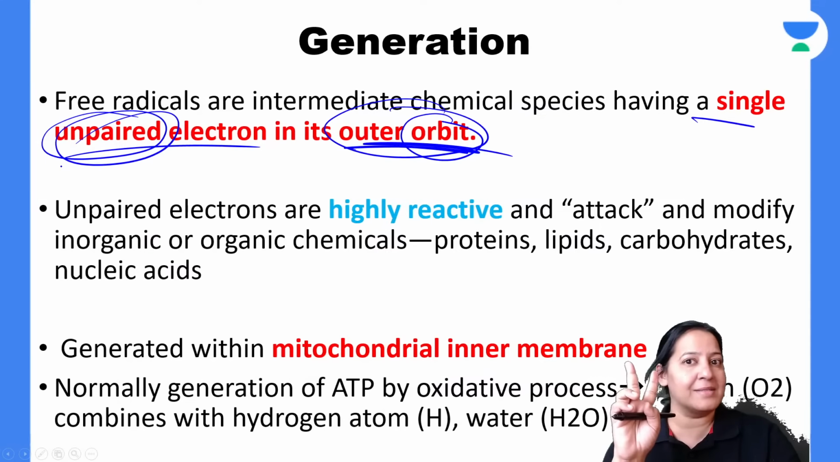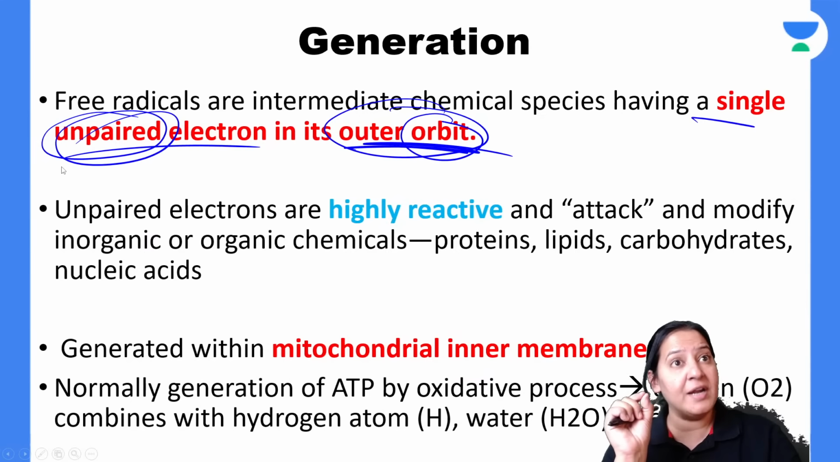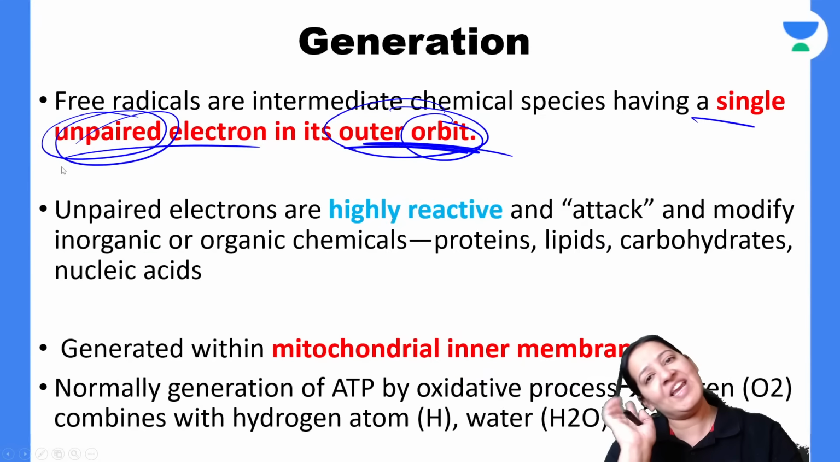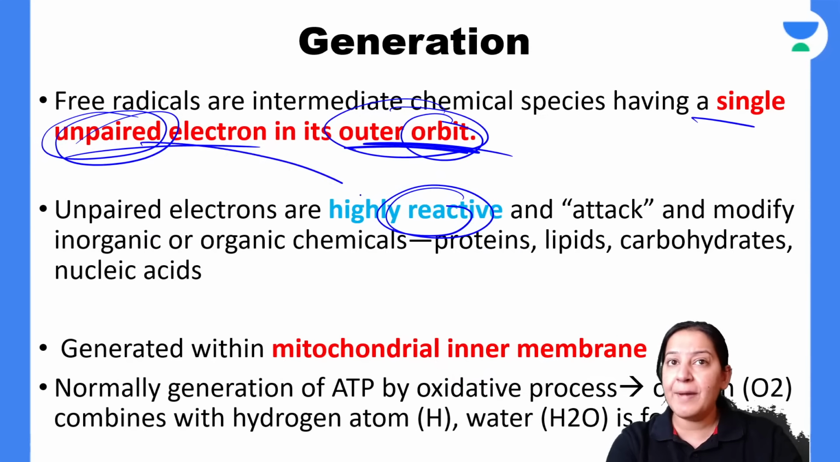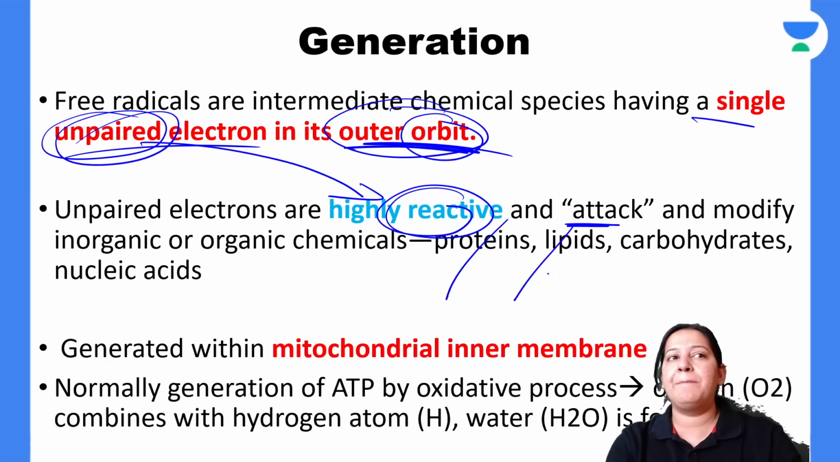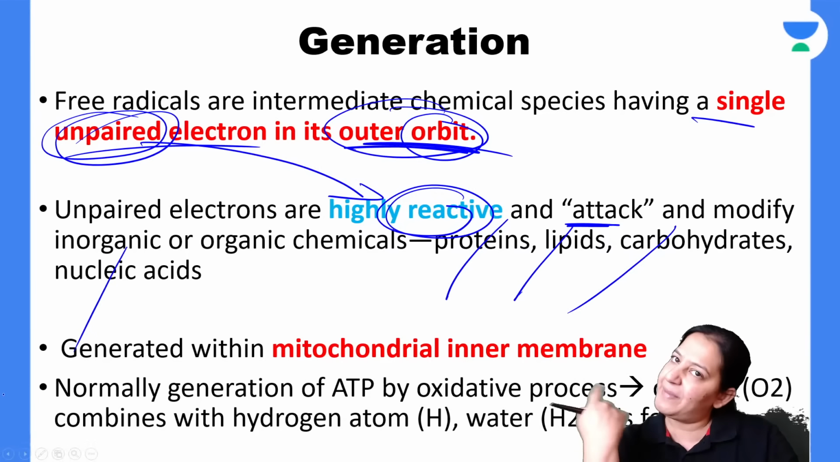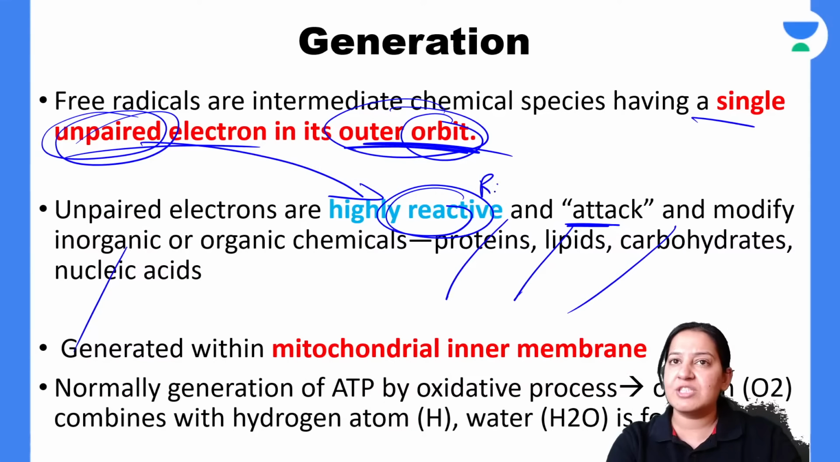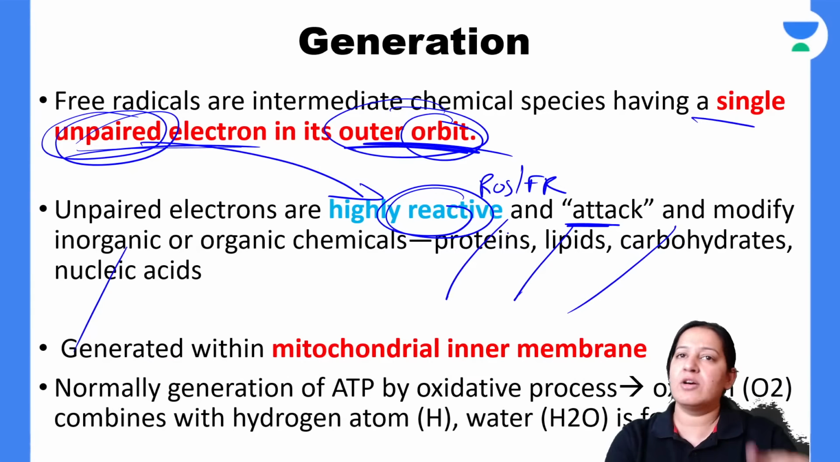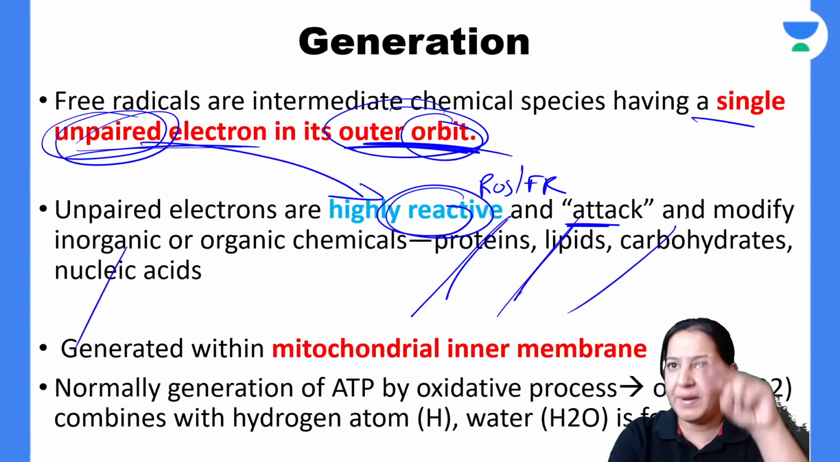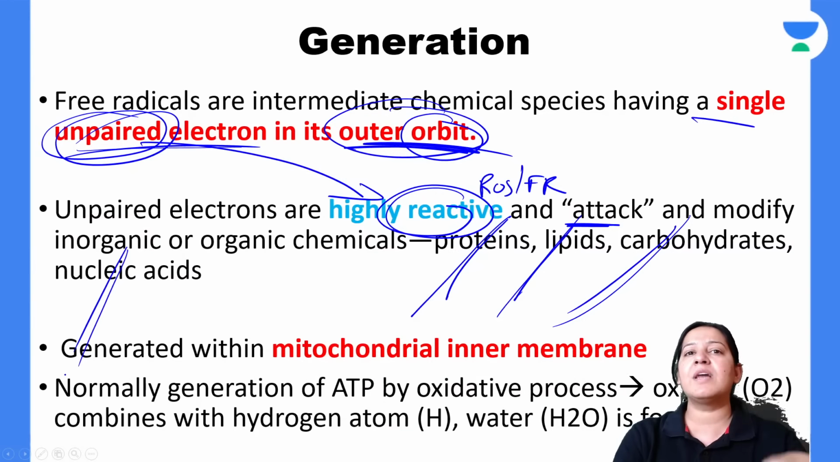Electrons are present in pairs, no? So if a single unpaired free electron is present in the outermost orbit of any molecule, that molecule is known as a free radical because it is highly reactive. Because the unpaired electron is present, it is very reactive and it will attack the protein, lipid, carbohydrate, nucleic acid of the cell and damage everything. So these are reactive oxygen species or free radicals. They cause damage to protein, lipid, carbohydrate, nucleic acid of the cell. Give me a thumbs up if you got it.